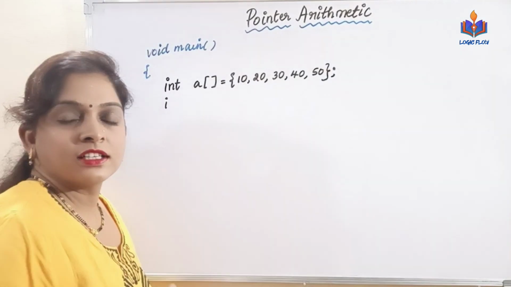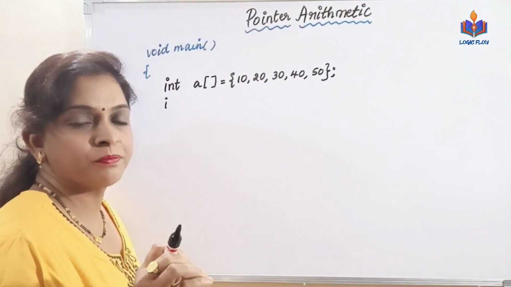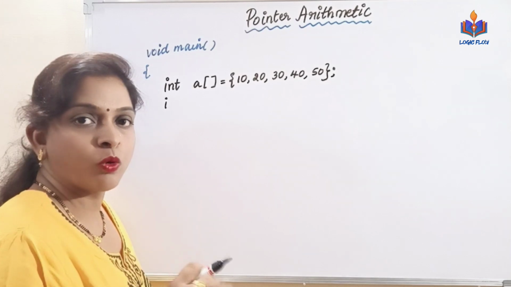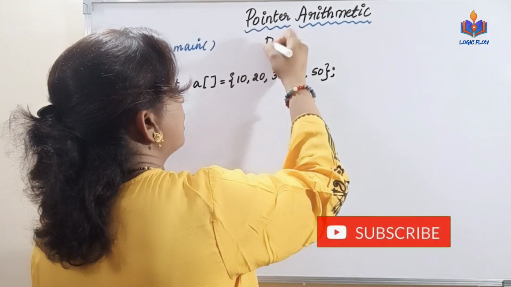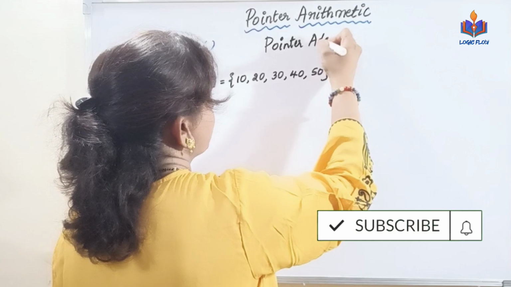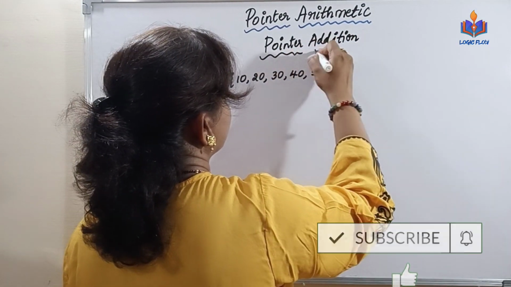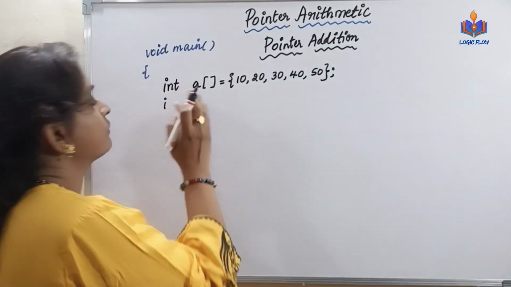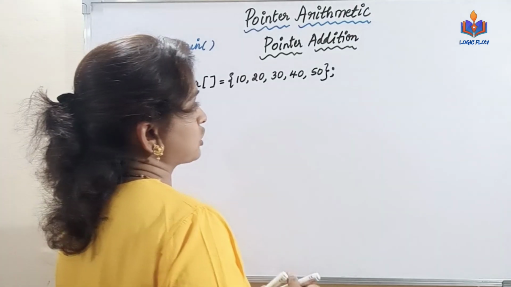Let us understand this pointer arithmetic with a simple example program. Here in this video, we will see how to perform pointer addition. Now here we have an array initialized with these values. Let me write the memory allocation for these.